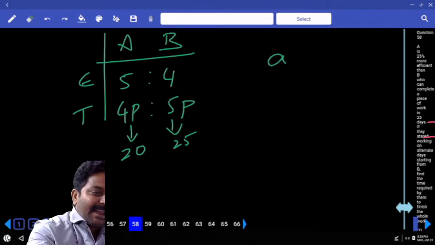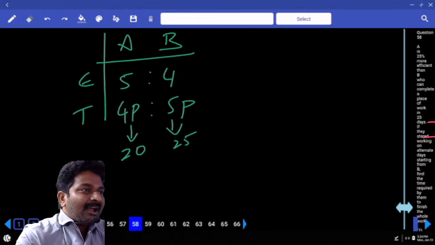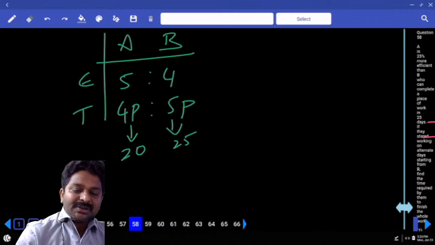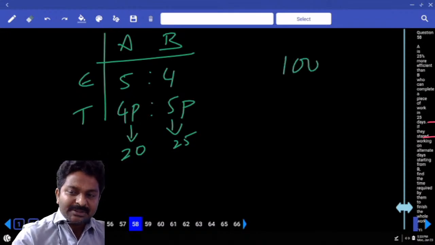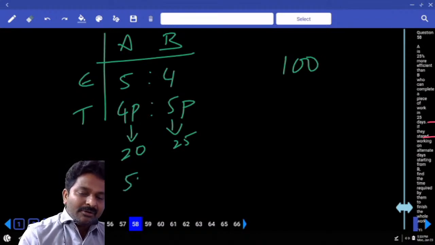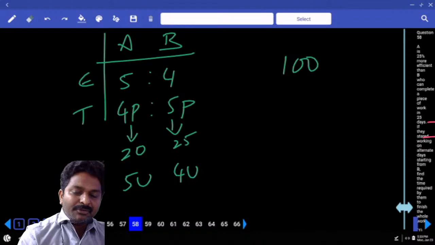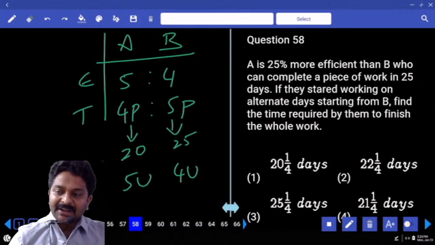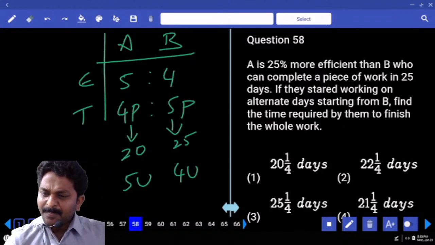AB by A plus B is right, but only if they are working together. So now let's use the units method. Total units 100. A can do 5 units, B can do 4 units. In the alternate method, what is important? Who starts the work is very important. Who started the work?